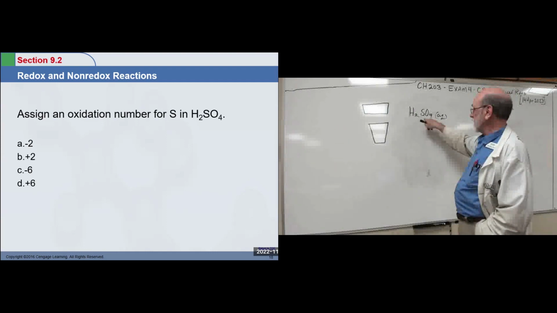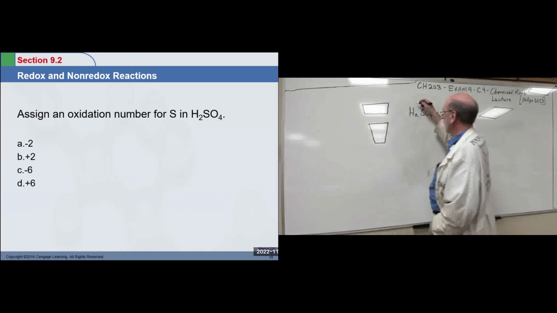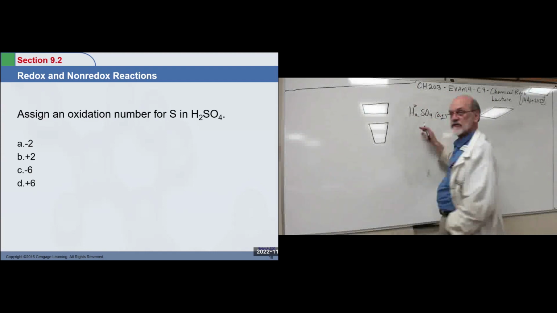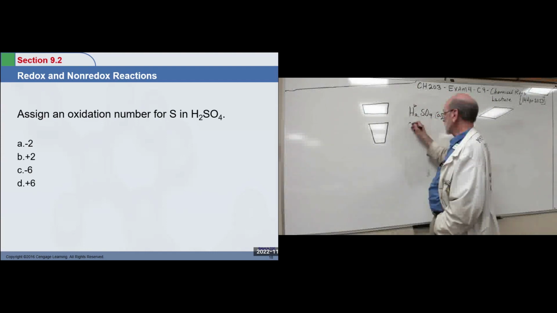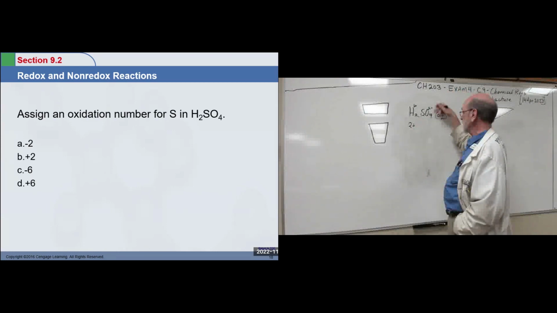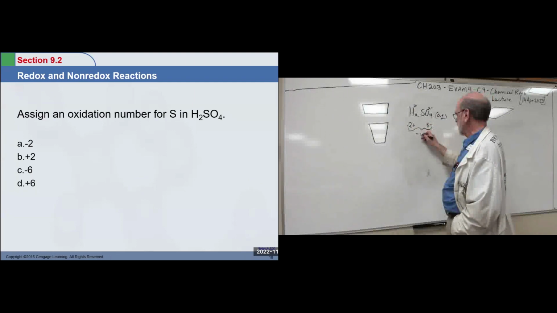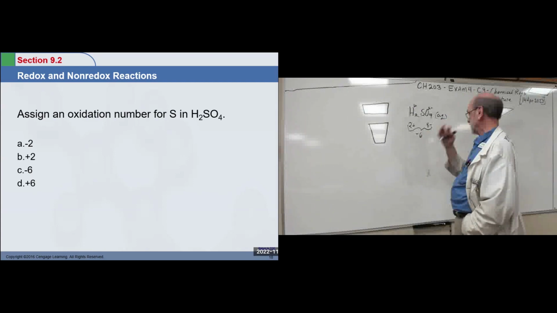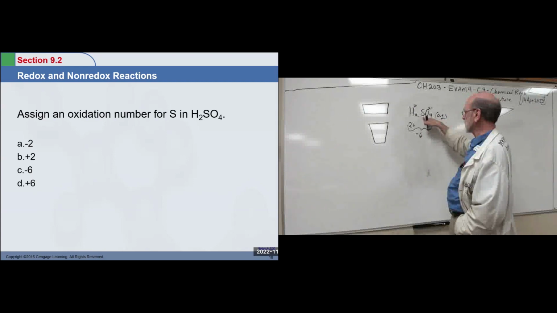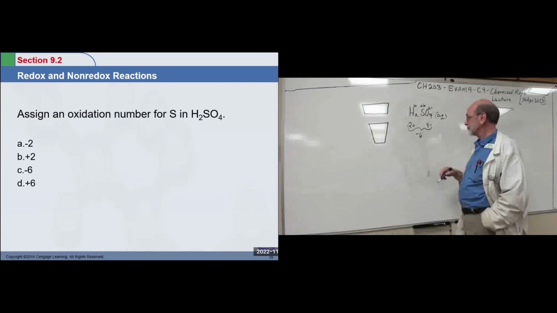Okay, now we're going to calculate the oxidation state for sulfur. Hydrogen's first, so it has a 1+ oxidation number. So that means 2 pluses here. Oxygen is 2-, so it has 8 minuses here. Right? Put those together, we get a -6. That means this sulfur has to be a +6 to balance it.